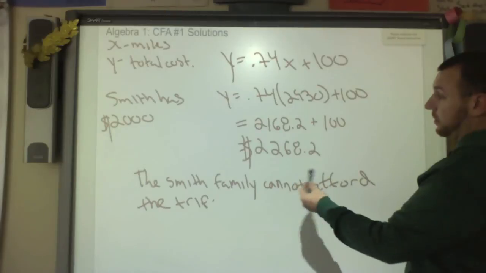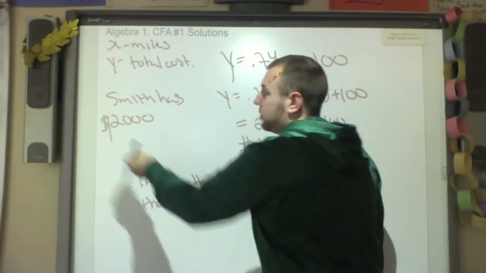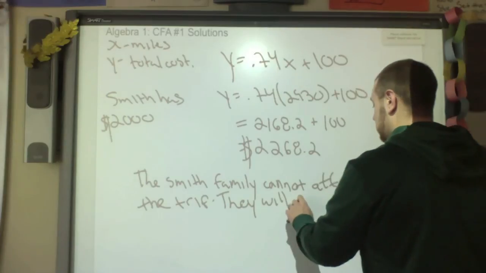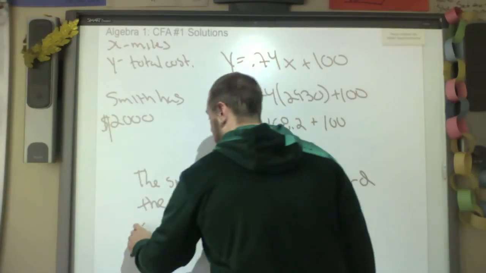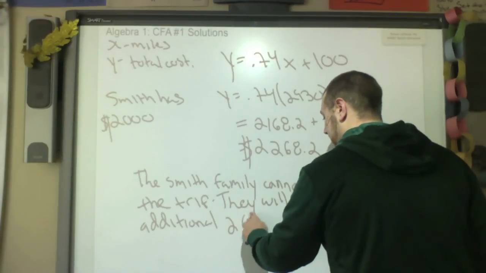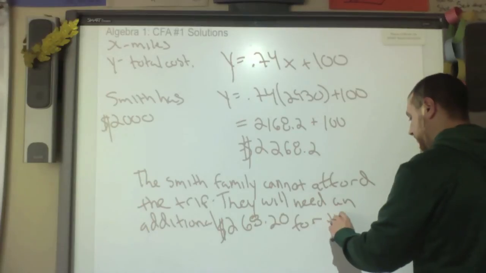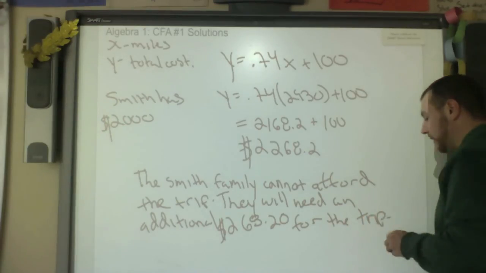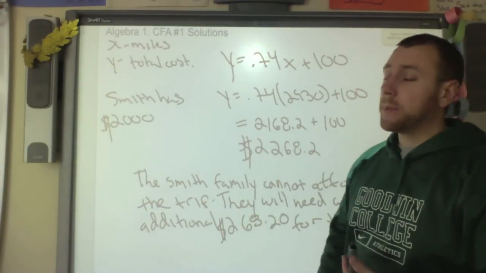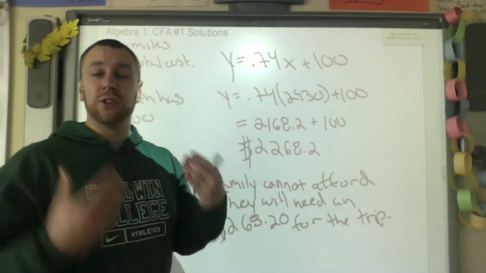They won't be able to afford the trip because the trip needs $2,268 and they only have $2,000. So they will need an additional $268.20 for the trip. And now I have officially answered the question and I've worked through the problem. Okay? So we use the close reading protocol to model this, and you should have this out every time you hit a word problem.